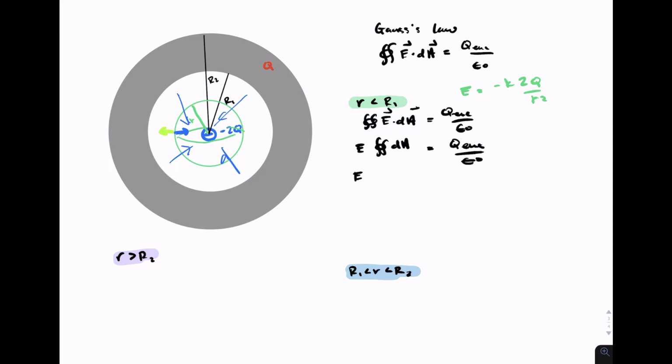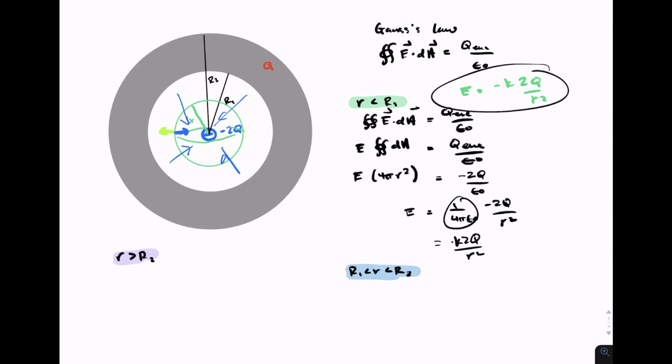So E times 4 pi, and which r is this? Little r, because it's variable. It can be anywhere from 0 to r1. Little r squared. And then Q enclosed, negative 2Q over epsilon naught. Okay, now we just rearrange things, and you end up with E equals 1 over 4 pi epsilon naught, negative 2Q over r squared, and of course this can be k, so this is k times negative 2Q over r squared, which is what we said we were going to get.